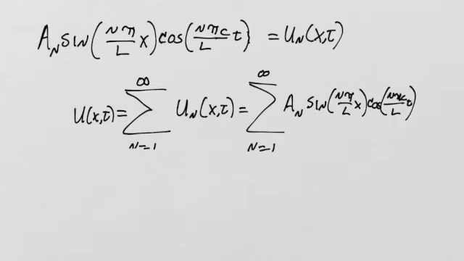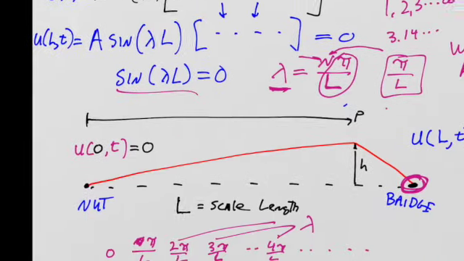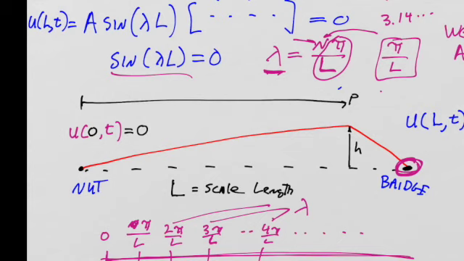And this sum is as close as we've gotten to a final answer. The only thing we don't know is, for each choice of n, we don't know A. And we've almost used up everything we know about our string. We used up the fact that the string's initial velocity was 0.